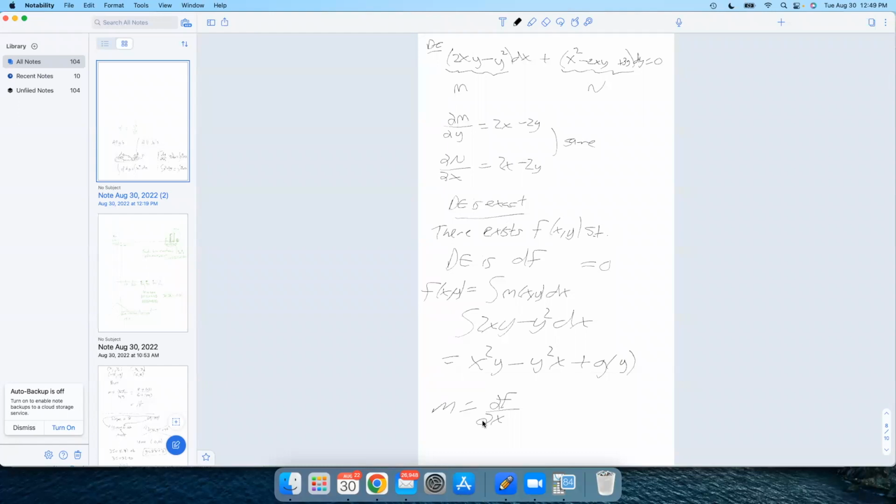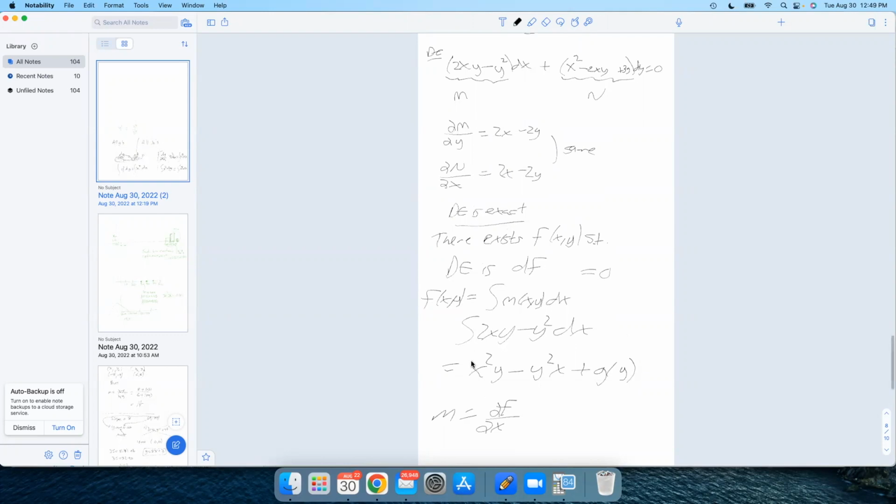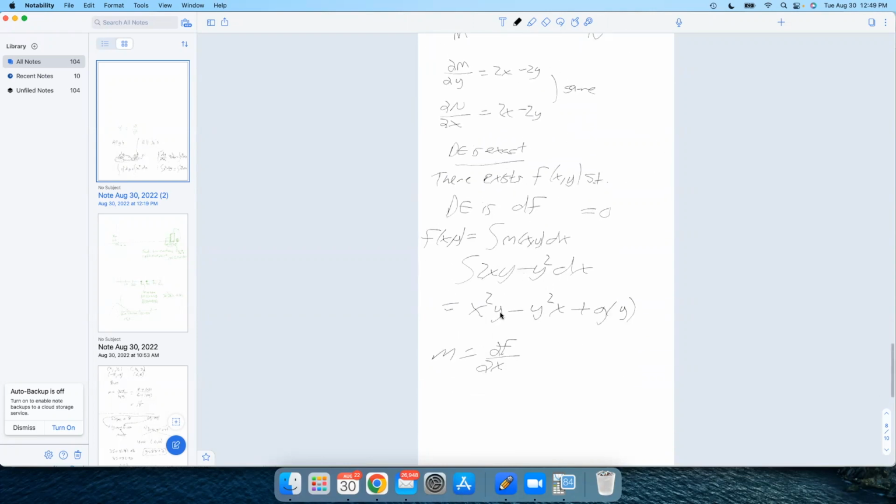Now there are two approaches to go from here. Some books will tell you, now that you've got here, take this guy's derivative with respect to y and set that equal to N. But then it's like a bunch of extra steps you've got to go through. I don't like that method. Here's the way I do it.